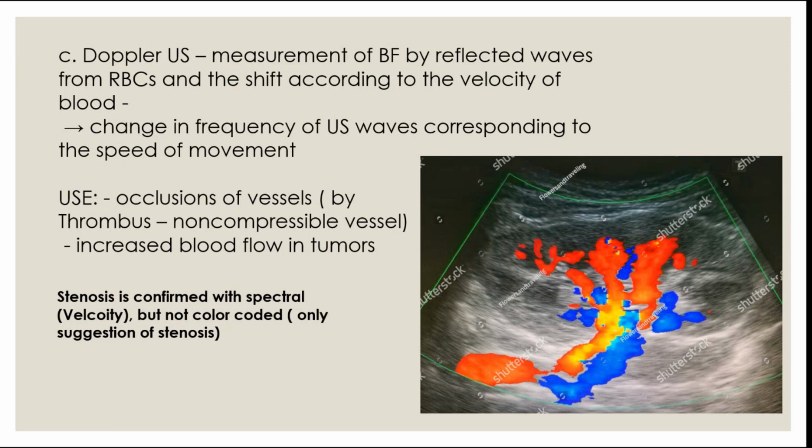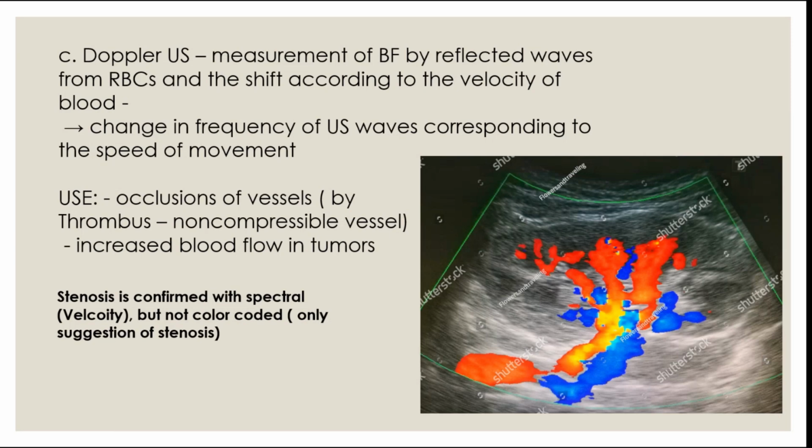We have two types of Doppler, the color coded one and the spectral. The spectral one shows us velocity, and we use Doppler ultrasound, for example, to confirm occlusions of vessels by thrombus. Usually, if the vessel is obstructed by a thrombus, you're not able to compress it. So this can be used to check for deep vein thrombosis. If you place the ultrasound transducer on the vessel and you try to compress it, usually veins are compressible. But if it doesn't compress, then you have to suspect that there could be a deep vein thrombosis, and it can also be used to check for increased blood flow in tumors and inflammations.